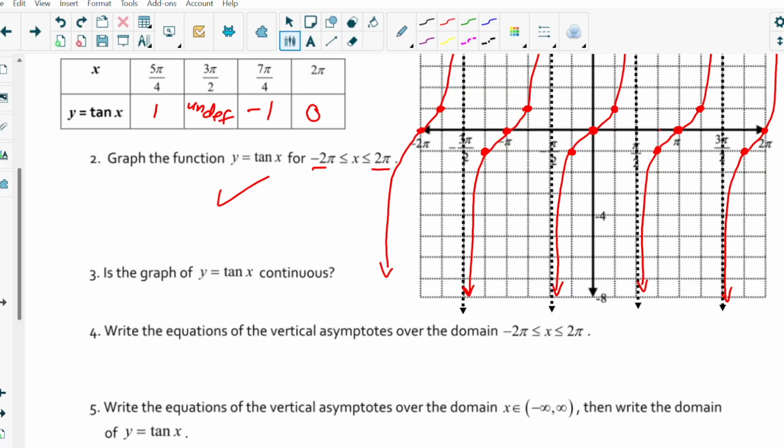Is the graph of y equals tangent of x continuous? No. Why? Because there are asymptotes.